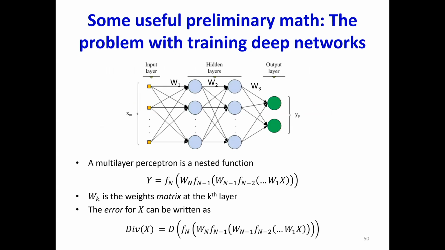Now, a network is basically just a recursive function, right? It's a nested function. So the output y is W3 times the output of this layer, right? So I can say y is the final activation times Wn times Fn minus 1, which is the activation of this layer, which is applied to Wn minus 1 times Fn minus 2, which in turn is applied to Wn minus 2 times Fn minus 3, going all the way back. So is this equation making sense to you guys?